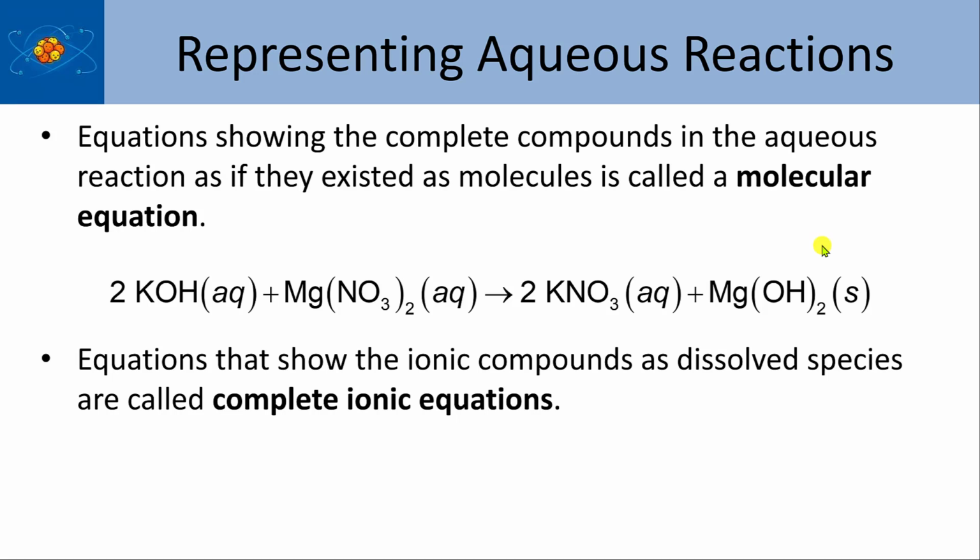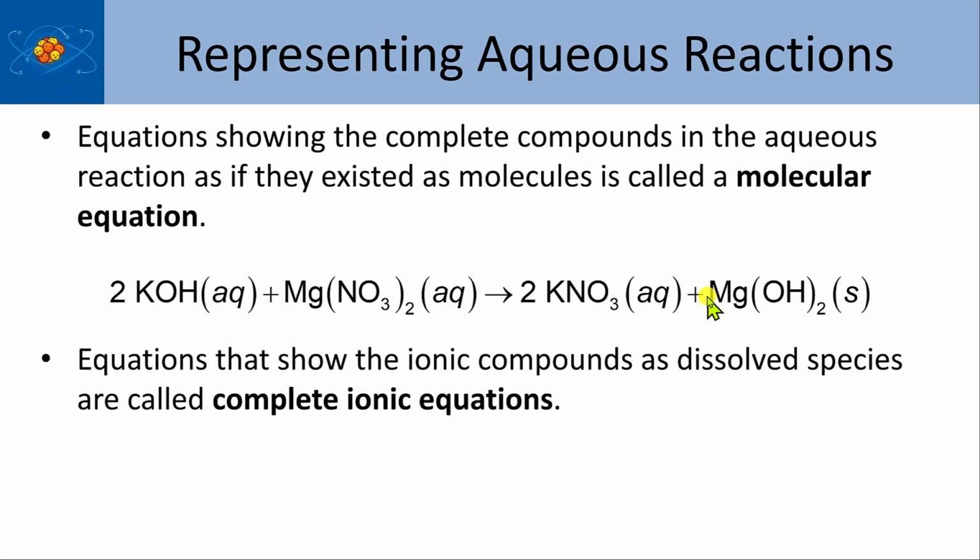So we have basically three different ways we represent chemical equations between ionic compounds. They're molecular equations. Now, they're not really molecules, but it's just the name that we use when we represent everything as compounds. So, a molecular equation example would be potassium hydroxide with magnesium nitrate to make two potassium nitrates and a magnesium hydroxide solid. This would be a molecular equation because everything's shown as its formula.